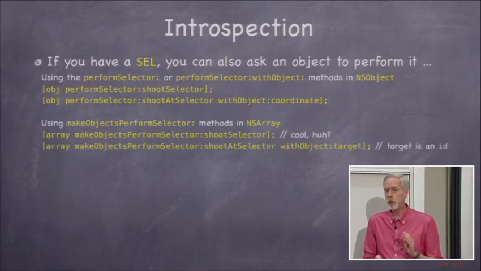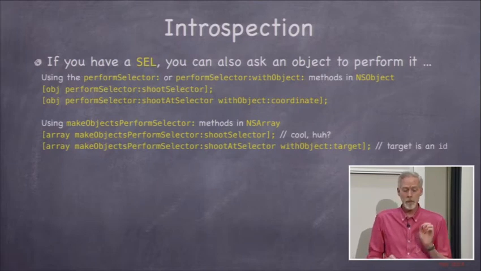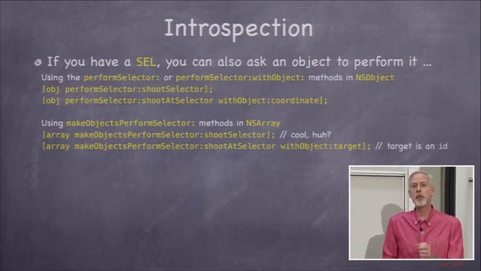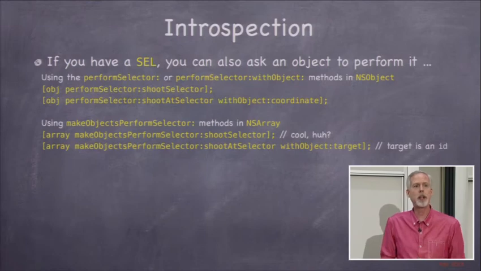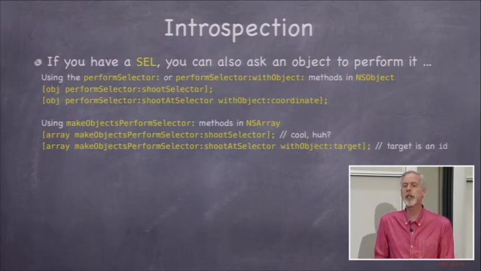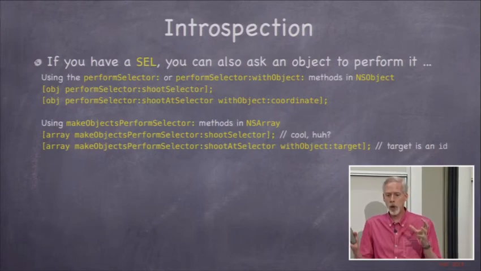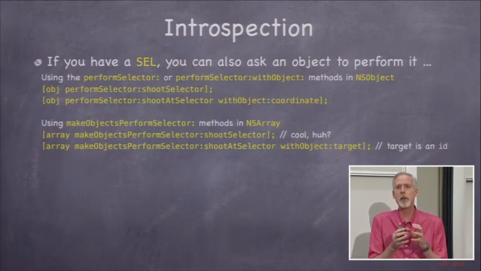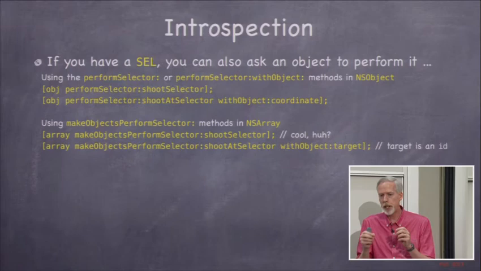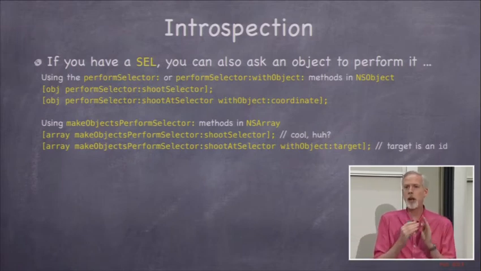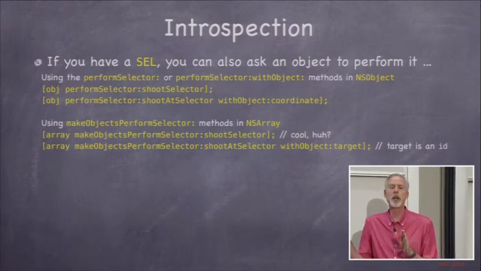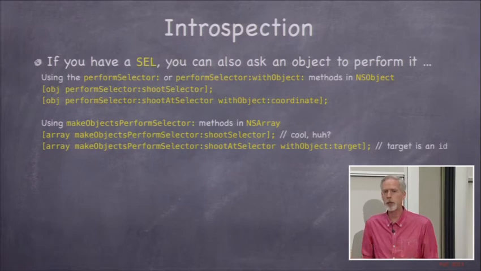You can also do cool things like ask an array, make all the objects in yourself perform this selector. This is a very cool method. And if you get used to using methods like this in array, you'll find your code will shrink down really small because, you know, for ins and things like that you have really zoom down to one-liners. Make objects perform selector, okay, or make objects perform selector with object. So that's an NSRange thing.